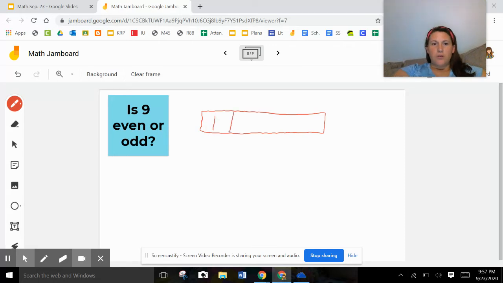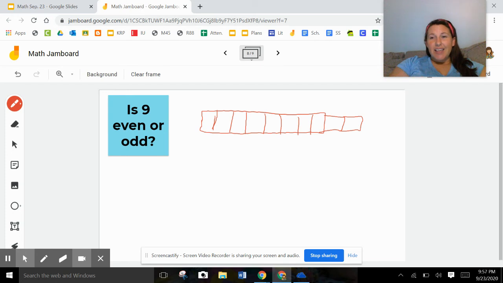1, 2, 3, 4, 5, 6, 7, 8, 9. Ooh, those last 2 look rough. So this is my string of connecting cubes equals 9. I know that if I break it into 2, and make them as even and as equal as I possibly can, that's going to tell me if the number is even or odd. So the middle kind of looks about right here.